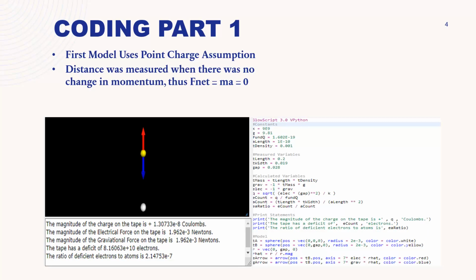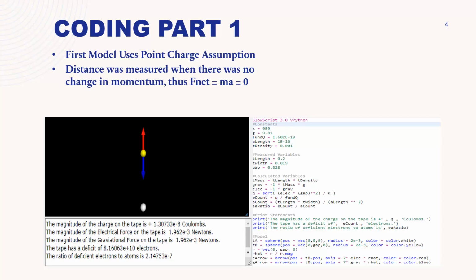Using the value for the electrical force magnitude, we then calculated the charge Q using Coulomb's law. Then we determined the amount of atoms that were in the total tape by taking the length and width and dividing them by the average square area of an atom. And then we found the ratio of electrons to atoms.